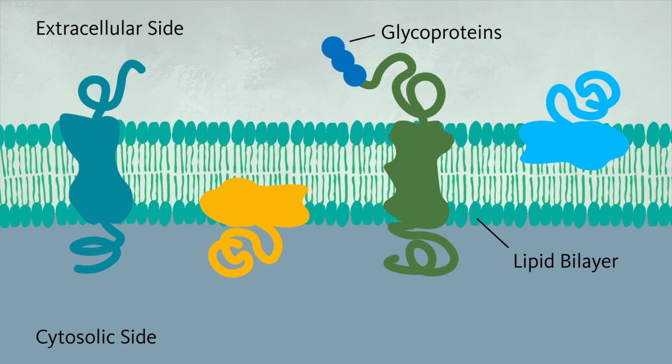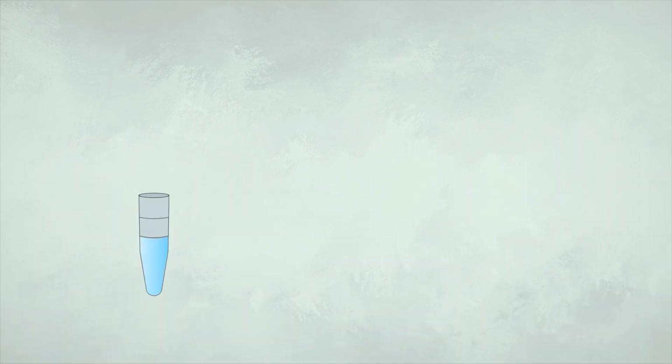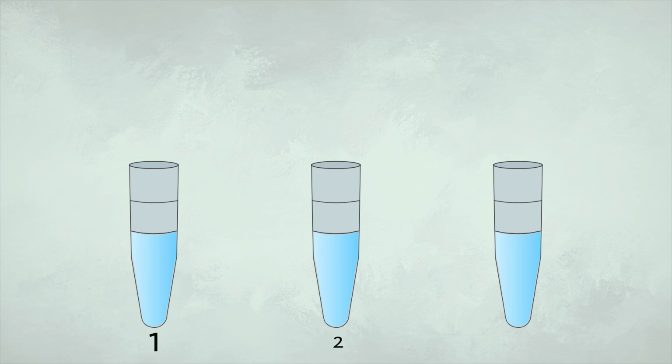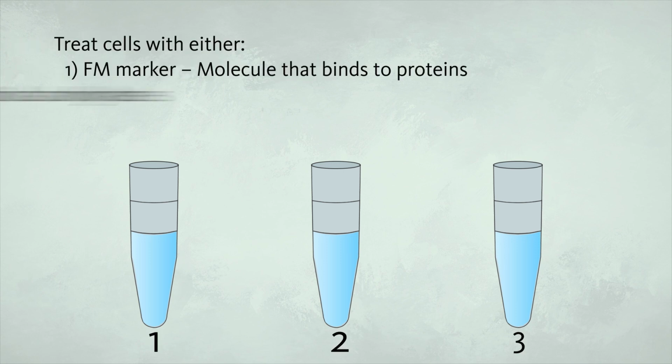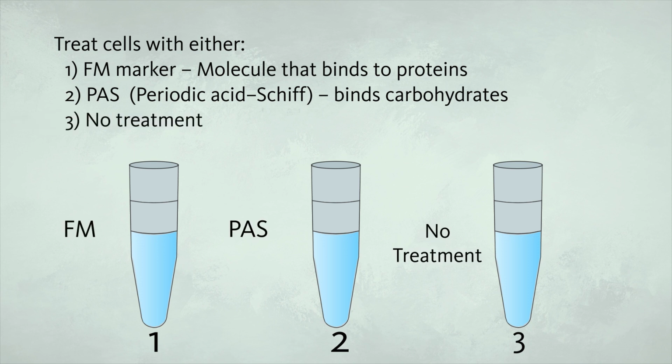In this scenario, we have a cell and we have three different proteins that we're interested in determining their orientation. We're interested in determining if they're extracellular facing and if they have carbohydrate groups making them glycoproteins. So here's the experimental setup. We have three different cell cultures of the same type of cells that are grown. To each of these different cell cultures, a different compound is added.